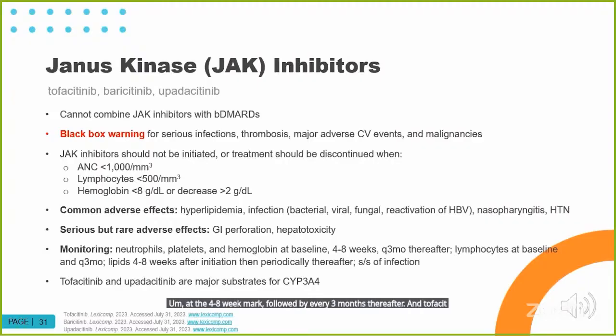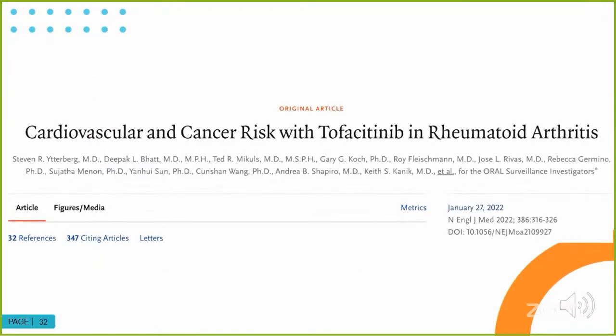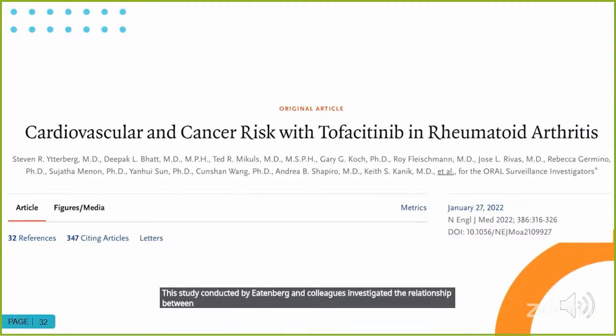Tofacitinib and upadacitinib are both major substrates for CYP3A4, so it's important to be cognizant of drug interactions when using these JAK inhibitors. This study, conducted by Eatonberg and colleagues, investigated the relationship between tofacitinib and cardiovascular events, as well as cancer risk in patients with rheumatoid arthritis.